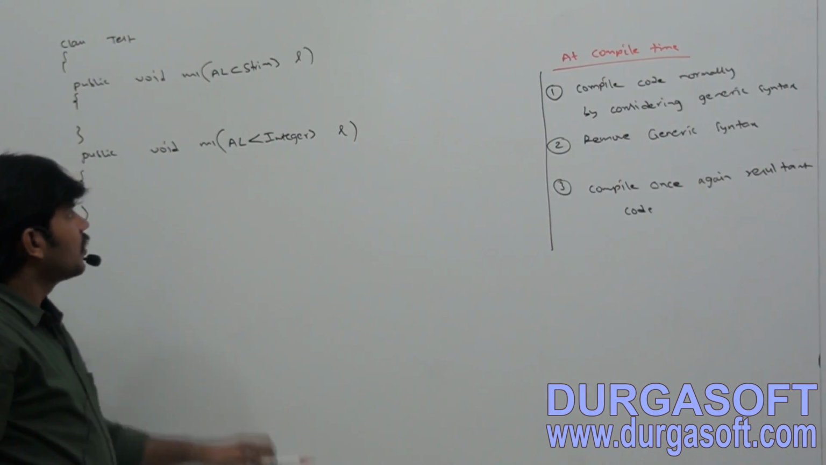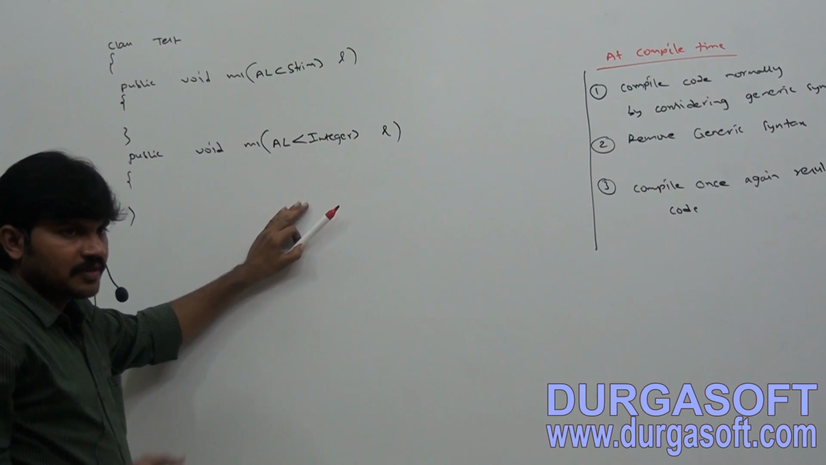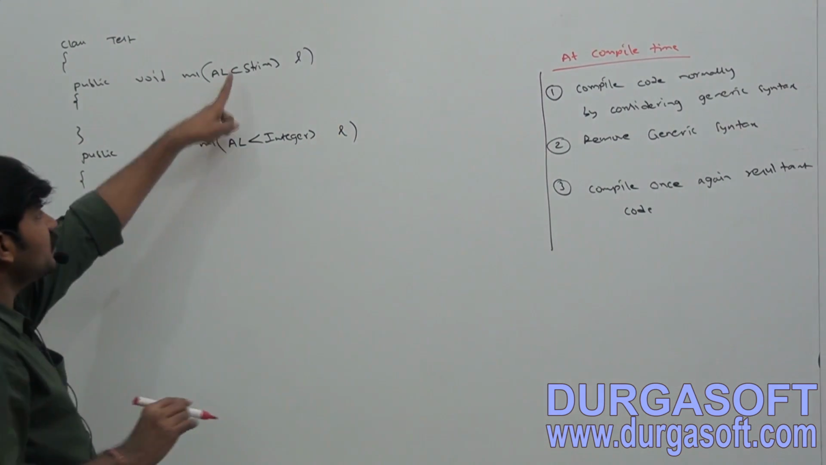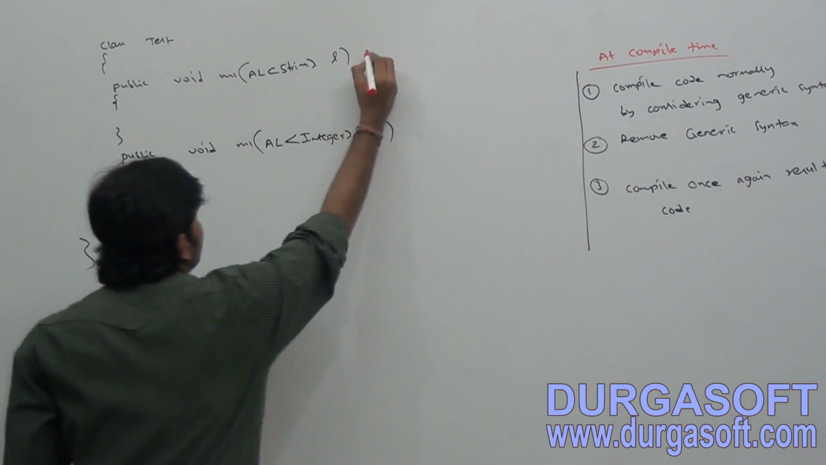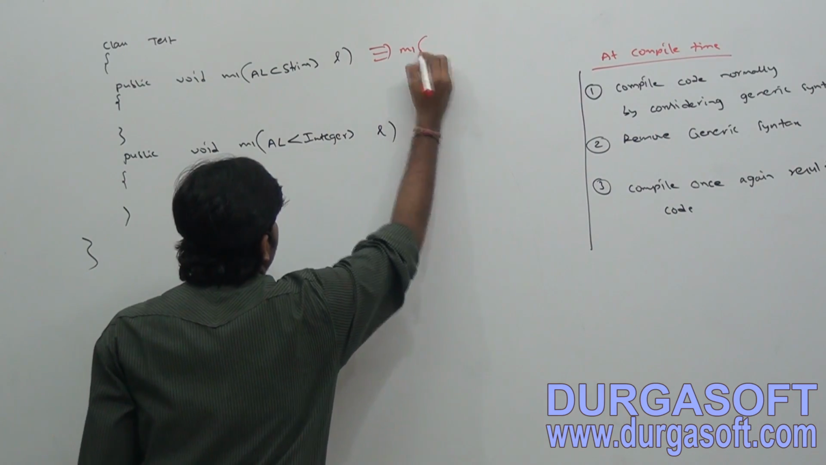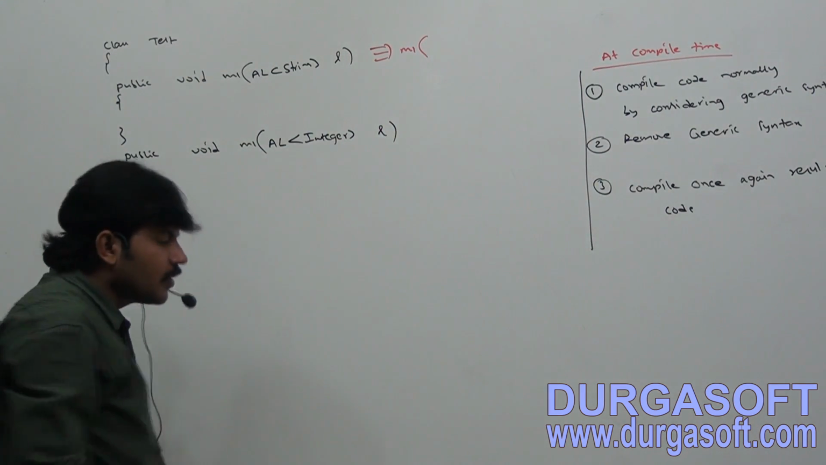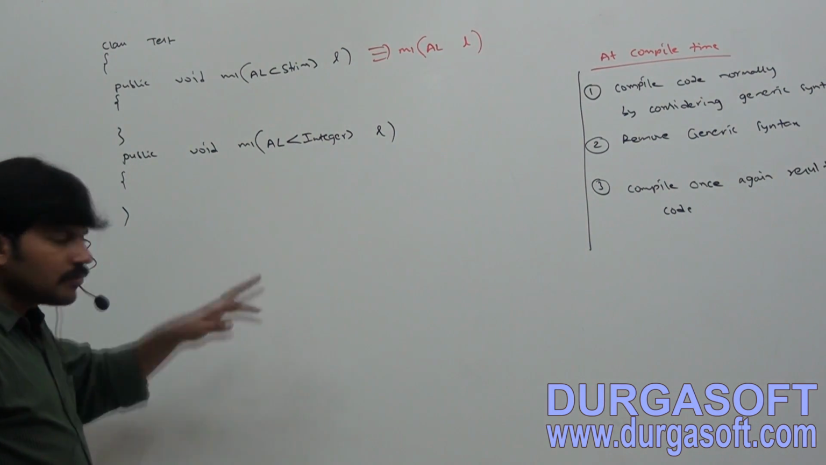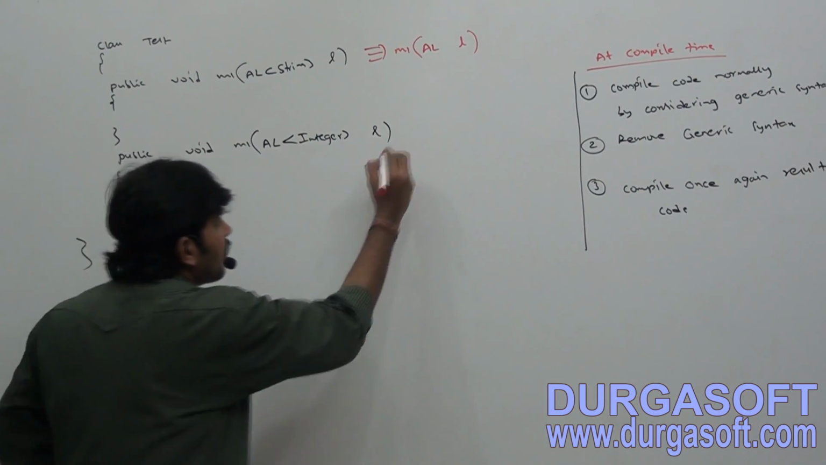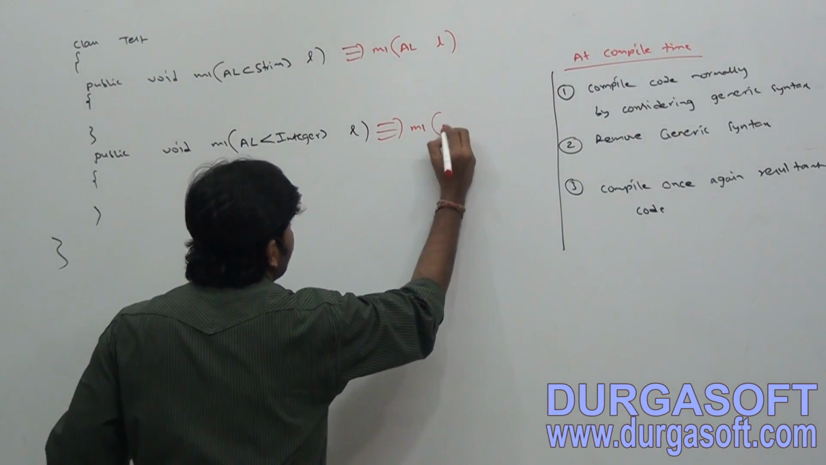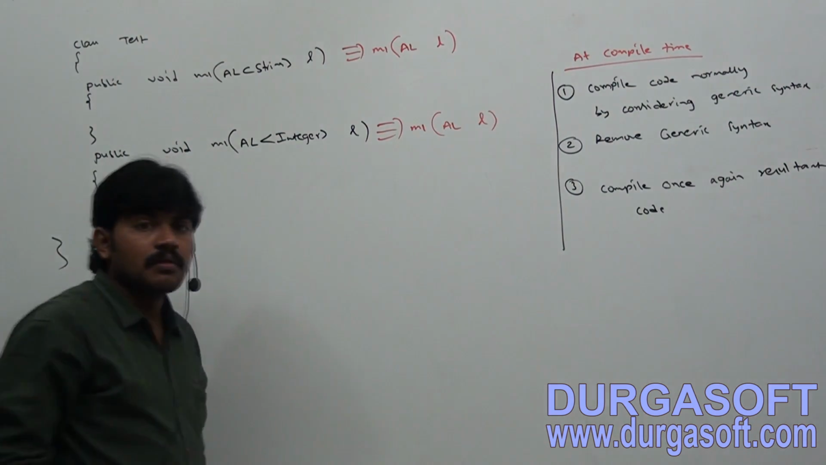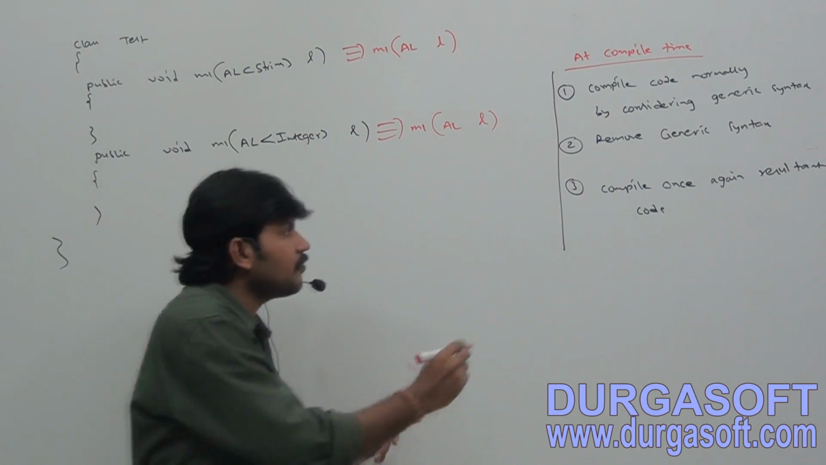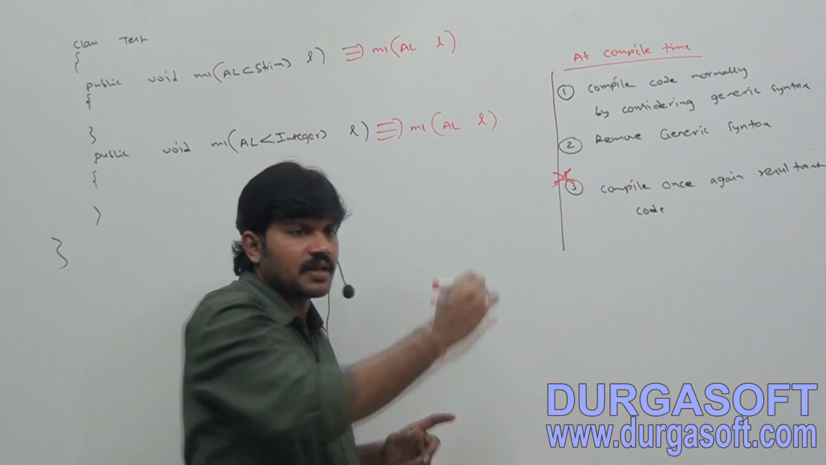Observe this one. Compile code normally. What is the second step? Remove generic syntax. After removing generic syntax, this method signature will become what? M1 of ArrayList L. Sir, within a class, two methods with the same signature, how is it allowed? At step number 3, immediately we are going to get a compile time error.